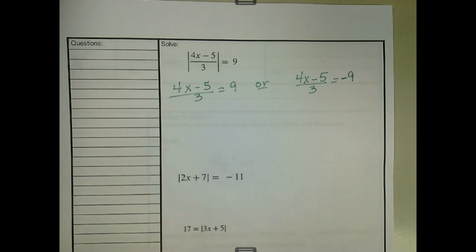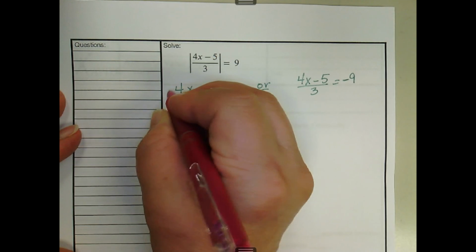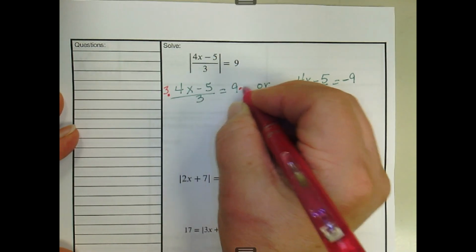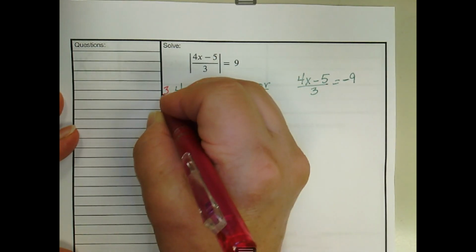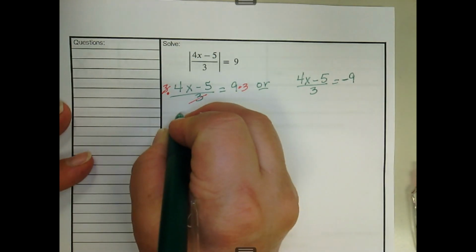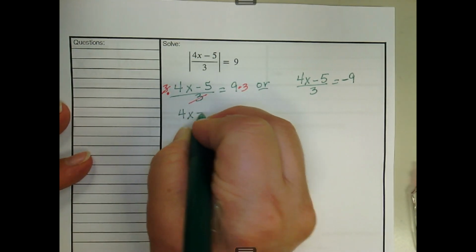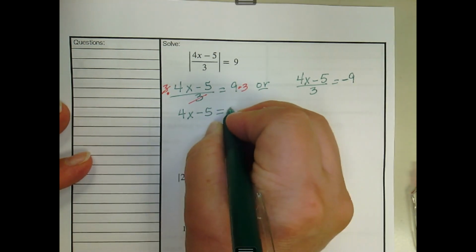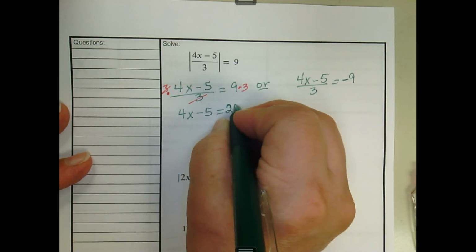So I will do that on both sides of my equation. I'm going to multiply by 3, because 3 divided by 3 is 1. I have 4x minus 5 is equal to 27.